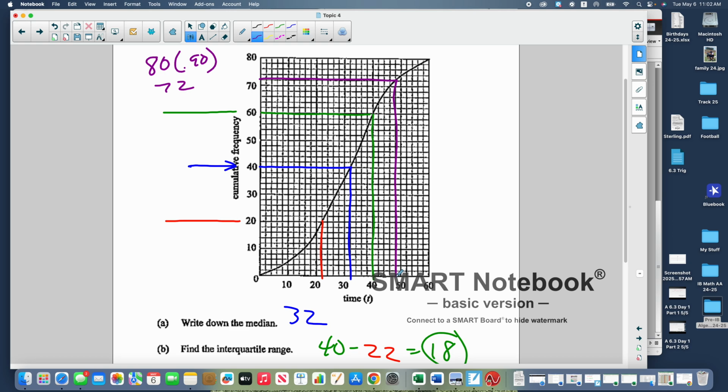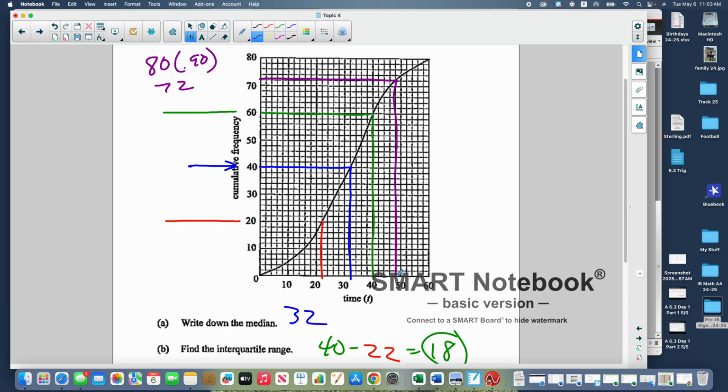You actually do percentiles, or we did percentiles a while ago, because what was Q1? Q1 is the 25th percentile. The median is the 50th percentile. Q3 is the 75th percentile, okay?